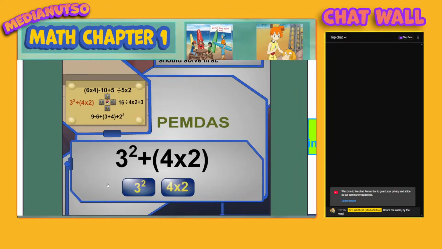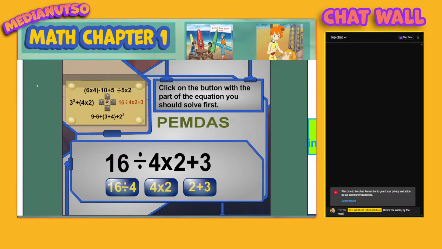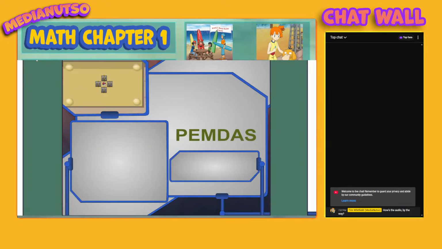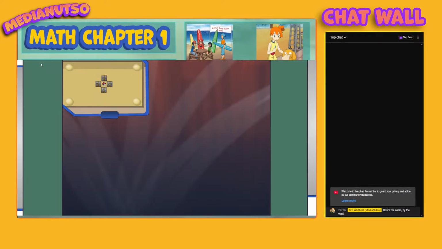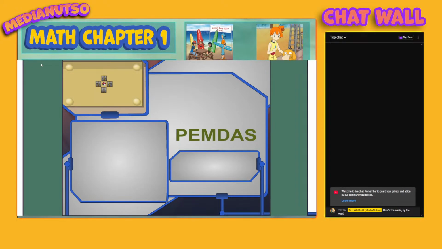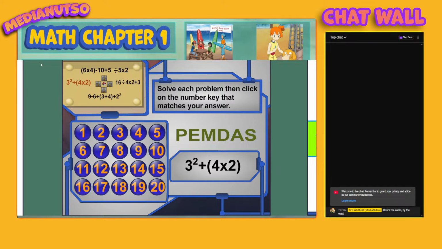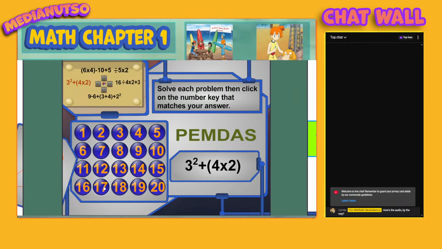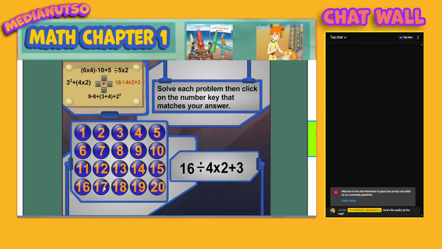Take a look at the puzzle. Highlight and click on the part of the math problem you should solve first. Here's the puzzle. Start with the first math problem. You might need scrap paper and a pencil to solve it. After you solve each problem, click on the key that matches your answer. Great work! Click on the key that matches your answer.